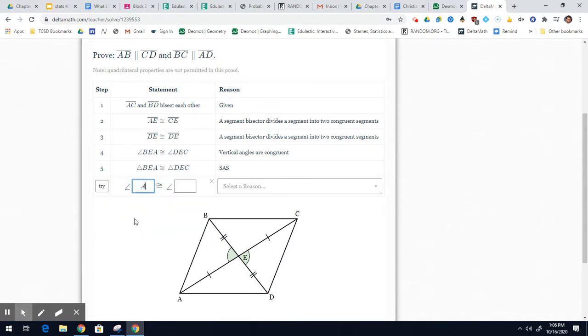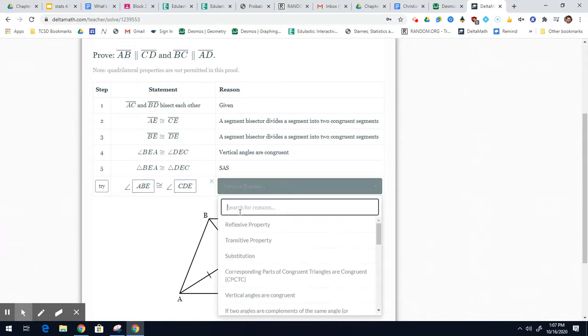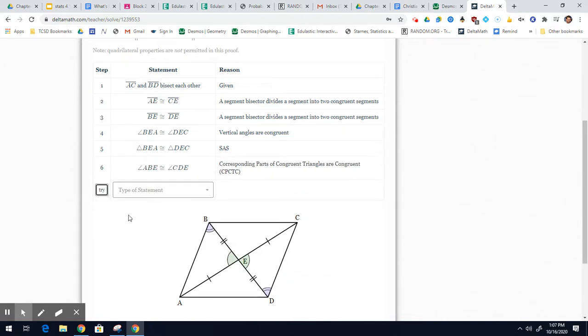Angle ABE is congruent to angle CDE. And that is because of CPCTC. And now I have shown that there is a pair of alternate interior angles. Again, I'll draw them one more time. I have shown that these two alternate interior angles are congruent. And since alternate interior angles are congruent, then the lines are parallel. So again, it's that converse thinking, that order thinking.